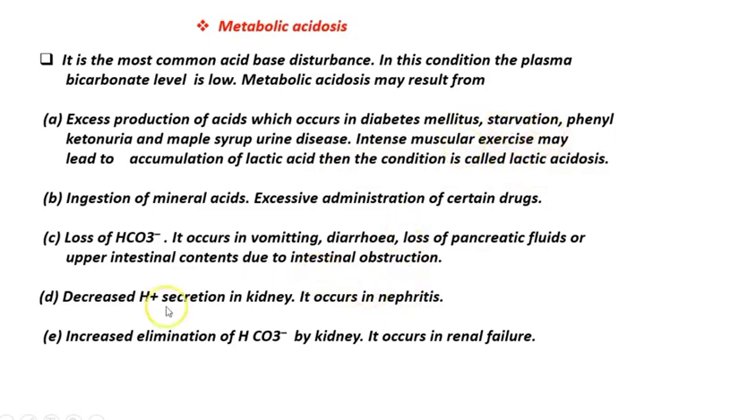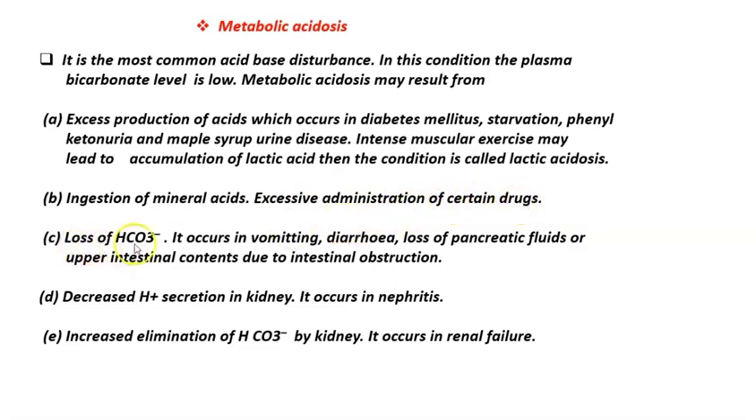I want you to listen carefully. We proceed. Then B, ingestion of mineral acid. Your body is already made up of a lot of acid, like hydrochloric acid in the system. You have been eating a lot of acid, and the body is trying to balance that, and you are still taking in mineral acid. Food high in acidic content will also lead to excessive acid in the body. Also, administration of certain drugs.